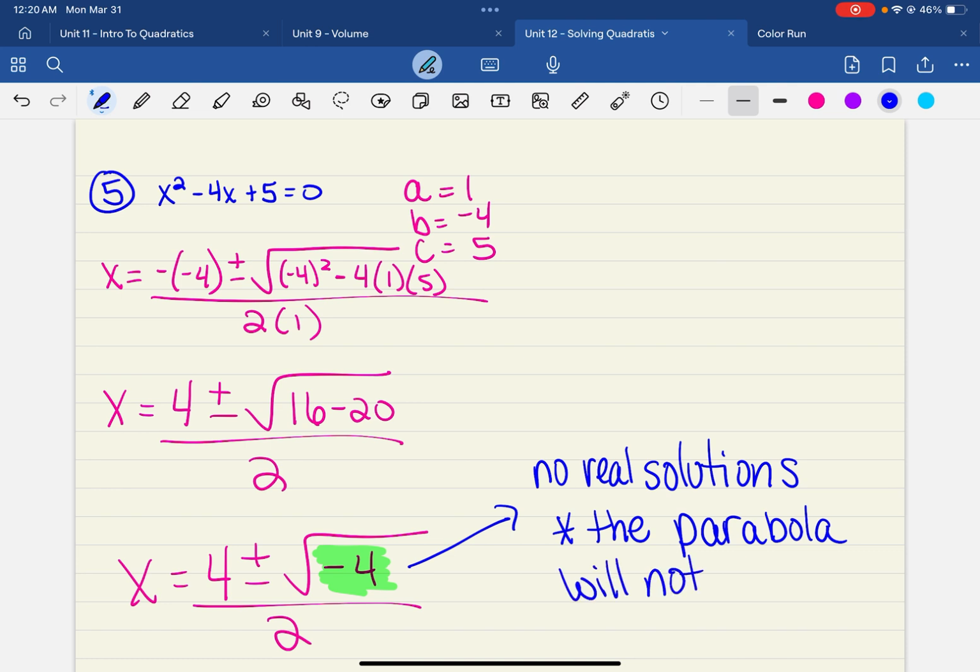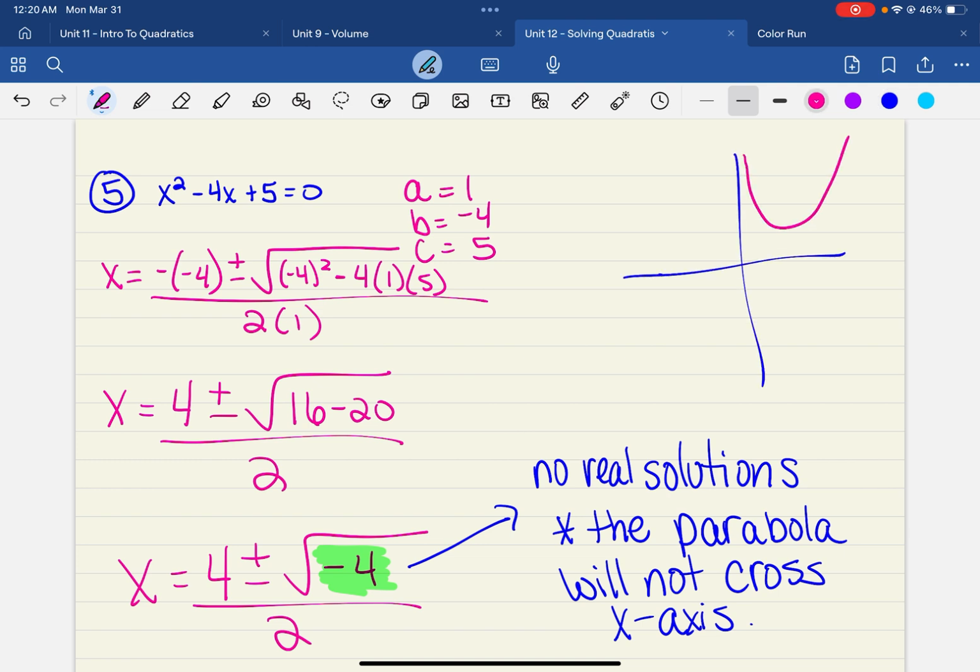It will not cross the x-axis. So it could be a situation that we've seen sometimes where parabolas are just like this, where the vertex does not cross the x-axis. That would be an example of something with an imaginary or no real solutions. Because remember, we had stated earlier that the solutions are the same things as the zeros. We also call them the roots or the x-intercepts. There are no x-intercepts, therefore there are no real solutions.